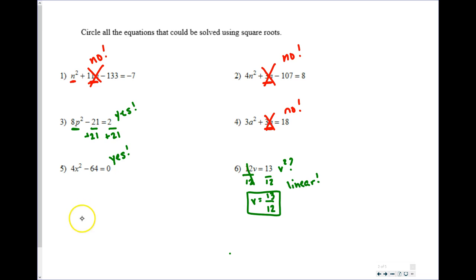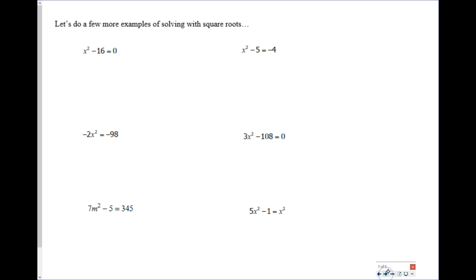And by recognizing that, I mean you have to notice that there is no middle x term. Okay? If you don't see it, then you can totally solve it using square roots. So let's do a few more examples of this, because you're going to see some interesting things coming up. It's not just going to come out to be nice even numbers all the time. So let's take a look here at 6 problems that do some interesting things.